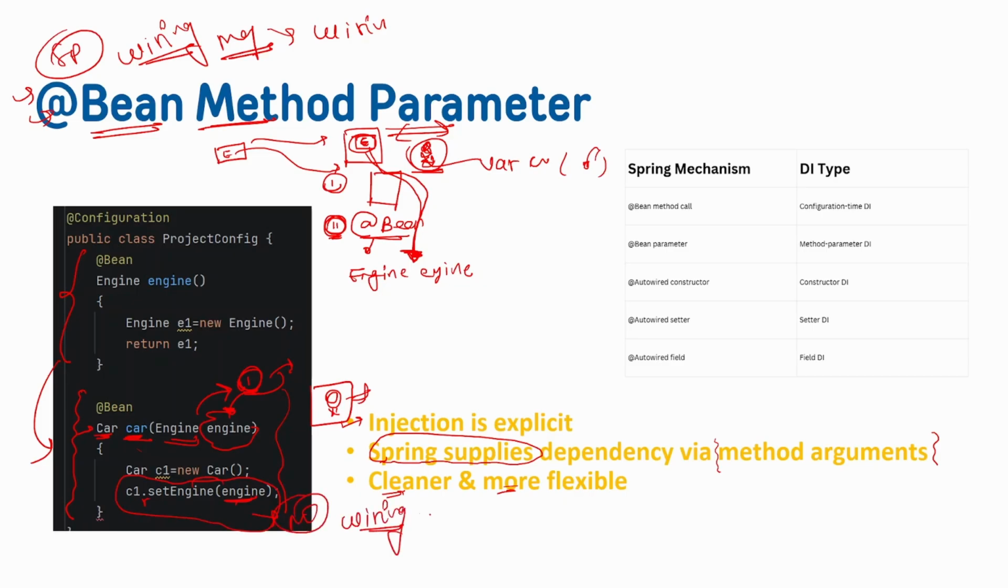So there are two methods: one is the bean method call and the second one is the bean method parameter. So these are the two methods of wiring dependency injection. Next we will learn about the autowiring annotations.